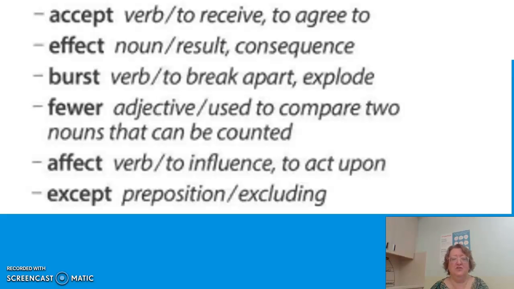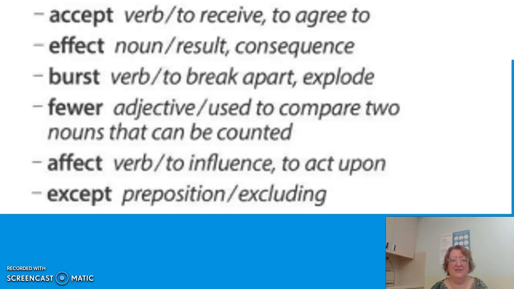All right, let's move to the next word. Let's say it together. Affect, noun, result, consequence. Choose another student to give a sentence for affect. Now let's move on to the next one.